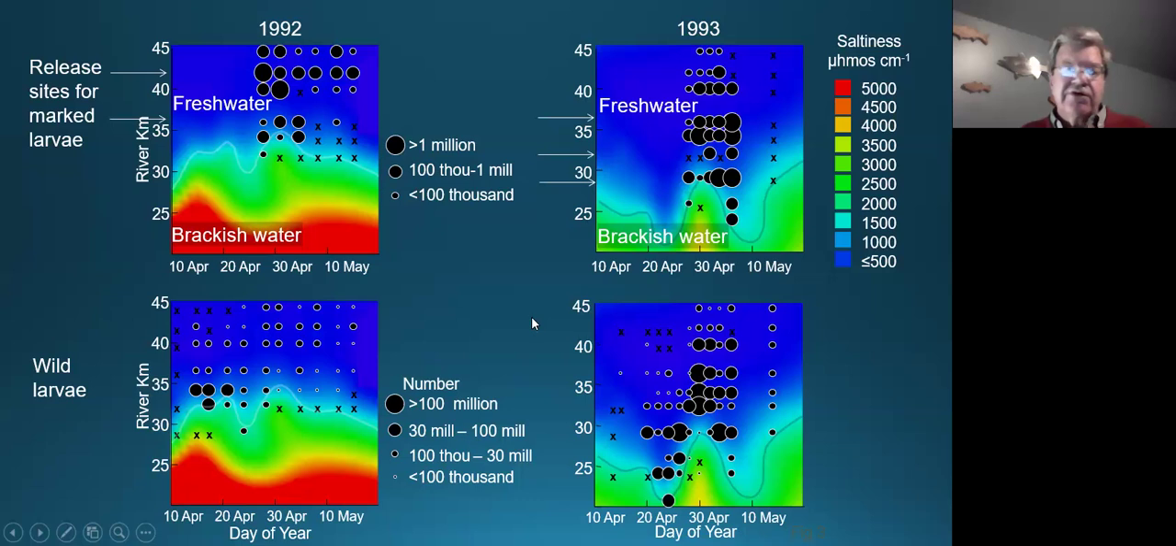The other thing you might notice is that the circles tend to be a lot bigger in 93 than 92. So 93 was a better year for larval survival and production than 92. And the final thing I want to point out here is there's a lot more blue in 93 than 92. So the salt front was displaced down estuary. So we would say that the larval nursery was much bigger in 93 than 92. So the salt front is moving around year to year, depending on how wet the conditions are.